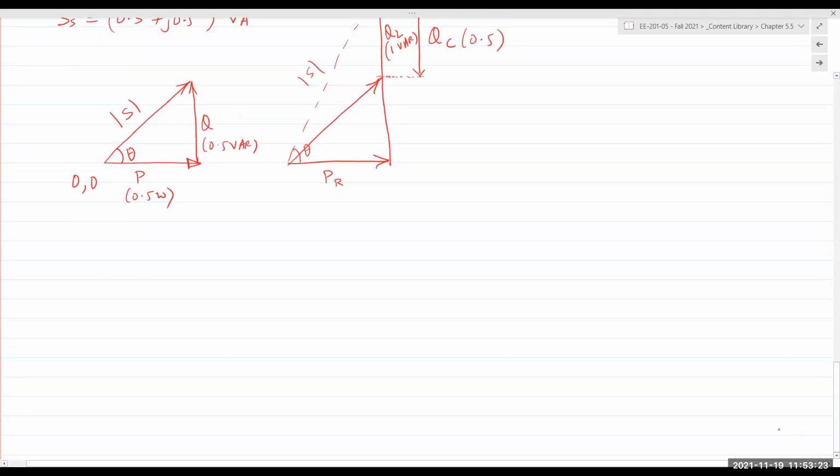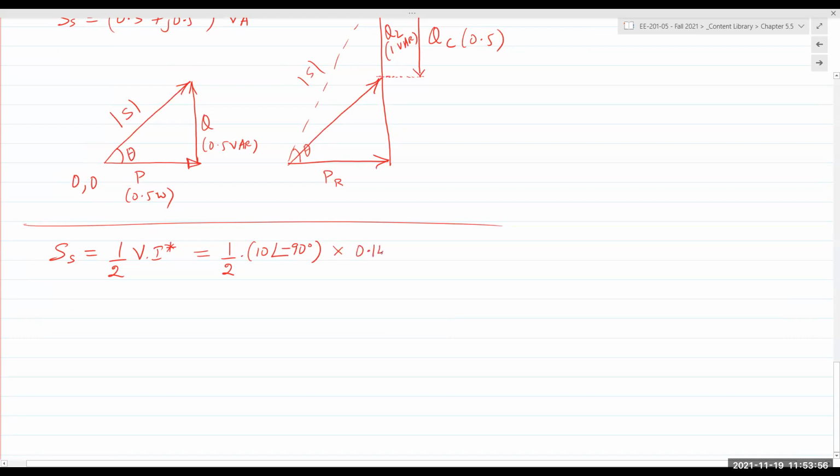I will show you the use of that last equation: half V I asterisk. These are both phasors, V and I. Voltage V had a magnitude of 10, phase angle of minus 90. Current was 0.1414 with a phase angle of minus 135. The complex conjugate would simply be 135.